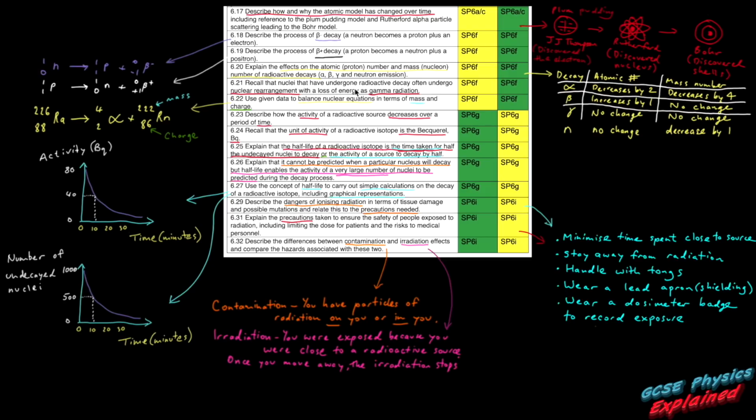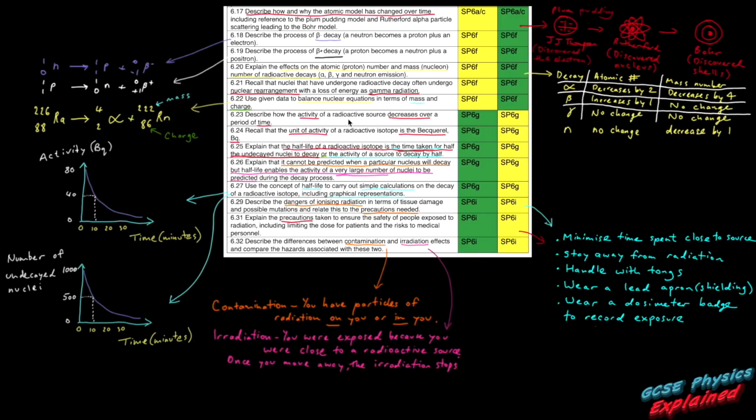Recall that nuclei that have undergone radioactive decay often undergo nuclear rearrangement with a loss of energy as gamma radiation. Use given data to balance nuclear equations in terms of mass and charge. So I've given an example here. You've got radium 226, 88, turning into radon after kicking out an alpha. So 222 plus 4 equals 226, so that means yes, the mass numbers balance, and 86 plus 2 equals 88, so that means that the charge number balances as well, or the proton number.